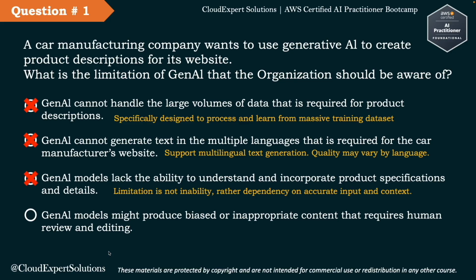Our final option, Gen AI models might produce biased or inappropriate content that requires human review and editing. This is correct because Gen AI models can inadvertently generate biased, offensive, or even factually incorrect content. Human oversight is essential to ensure quality and appropriateness before publishing. That is why option number 4 is the correct option for this question. Let's move to question number 2.